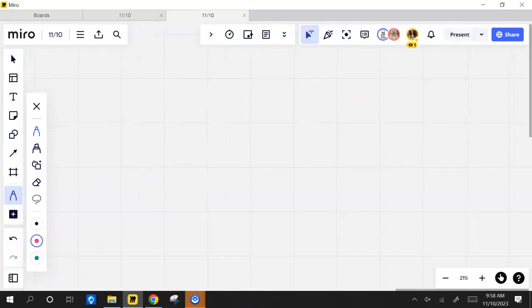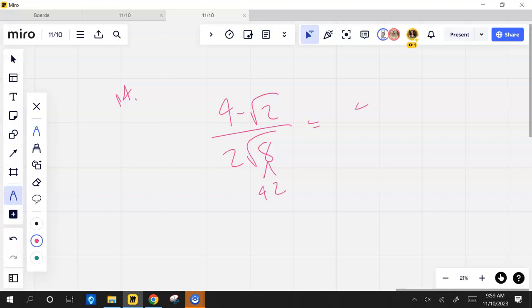Wow. 14. Give it to me. So let's say I simplified this first. 4 and 2, yes? So on the bottom, so I got 4 minus root 2 up top. And on the bottom, 2 times, well, this is really 2. So I get 4 times the square root of 2, yes?